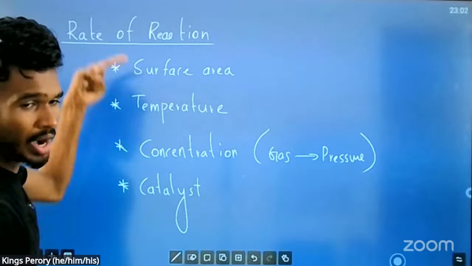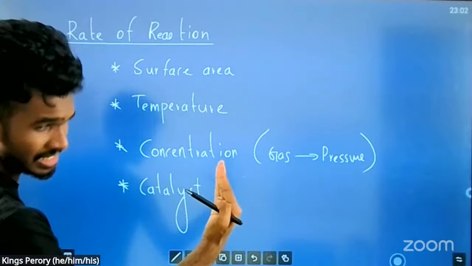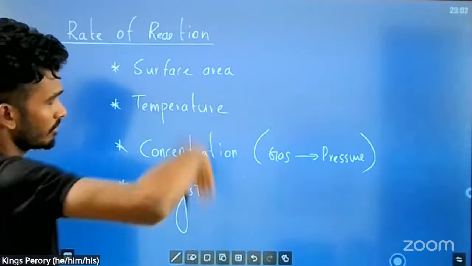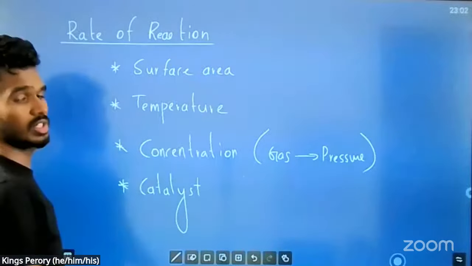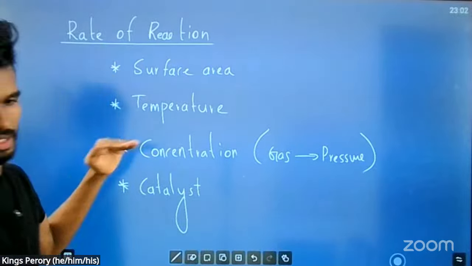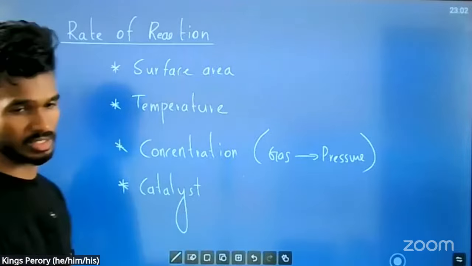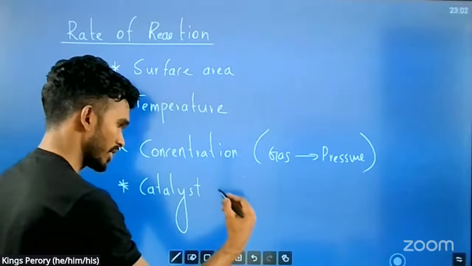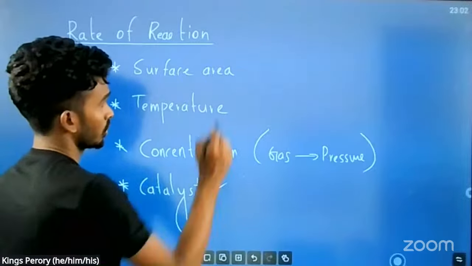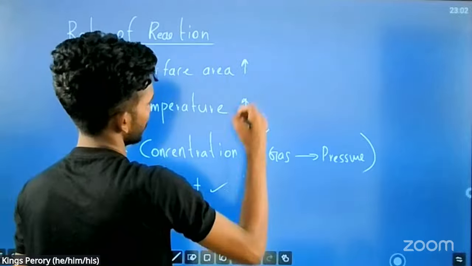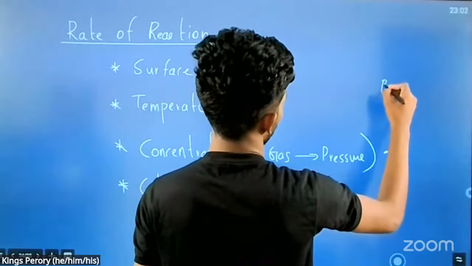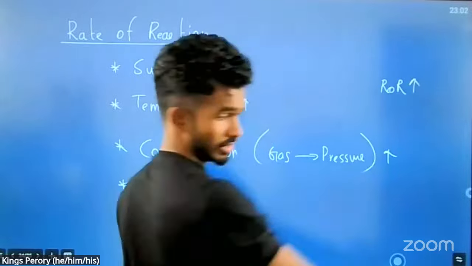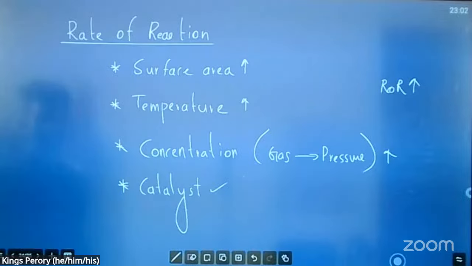When any one of these increases, rate of reaction will increase: surface area, temperature, concentration, catalyst. Now, for catalyst, we don't say increases. When a catalyst is put, or when any one of these increases, rate of reaction will increase. Alright.